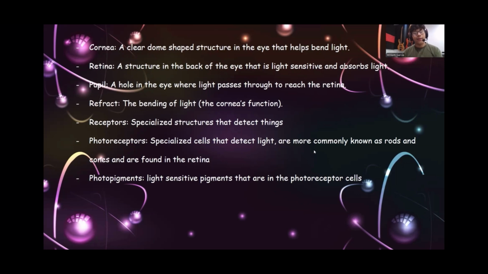Photopigments are light sensitive pigments that are in the photoreceptor cells. So they're inside the photoreceptors. Rods and cones are photoreceptors in the retina. So like I said earlier, photoreceptors are also known as rods and cones.